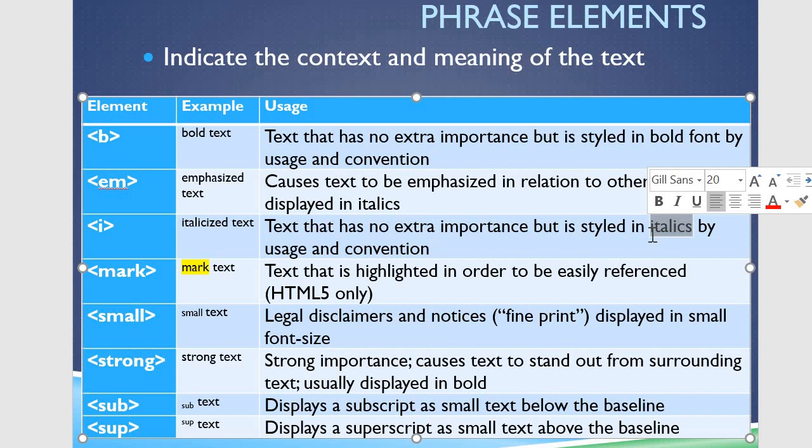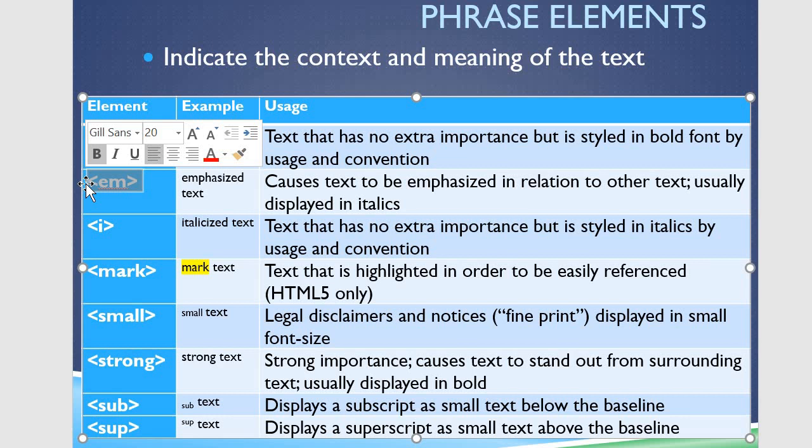One tag gives the same output as I, italic. Which tag? EM. Today I asked you one question on WhatsApp: one tag which will give you the same answer as this tag. Which is the other tag? EM. So if you use EM, the text will be displayed in italics. If you use I also, the text will be displayed in italics. You're clear?